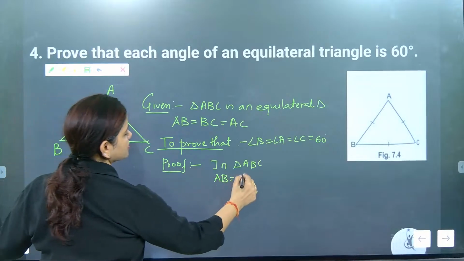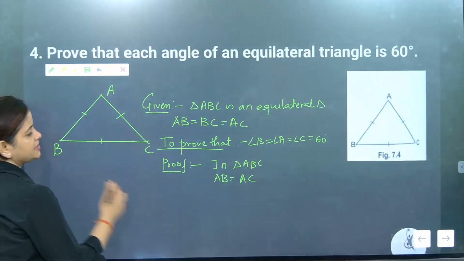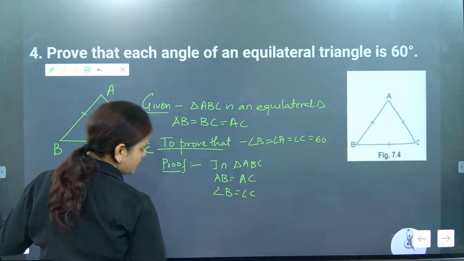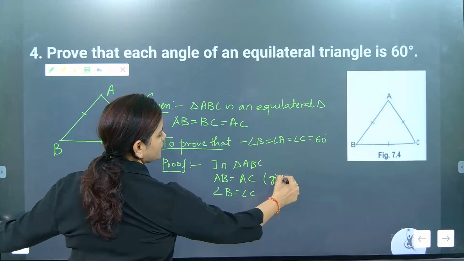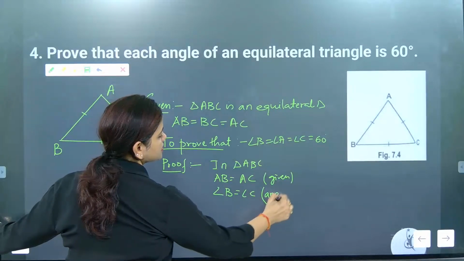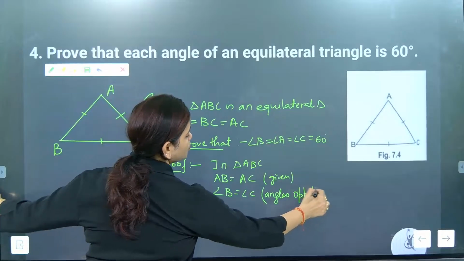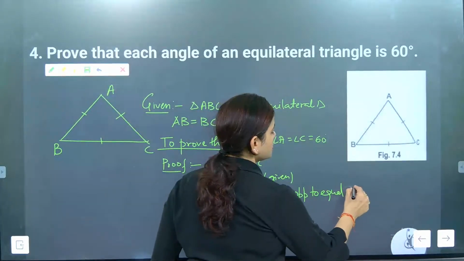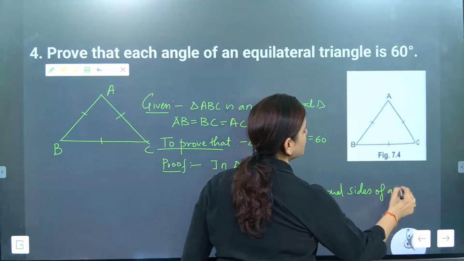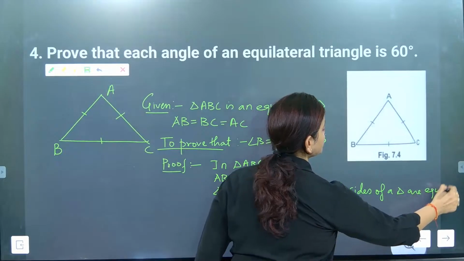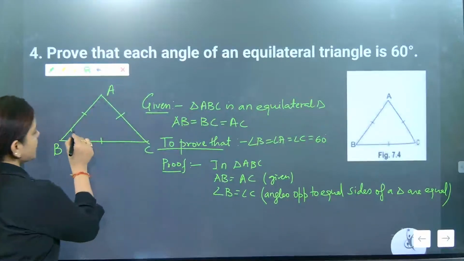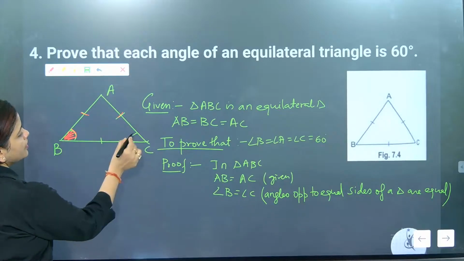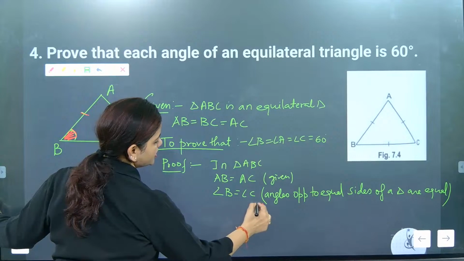AB is equal to, what is given? AB is equal to AC. Correct? AB is equal to AC. That means angle B is equal to angle C. This is given. Then what can we say? Angles opposite to equal sides of a triangle are equal. Done na beta? So that means this angle will be equal to this angle. Why? Because this side is equal to this side. So this angle will be equal to this angle. Take it as equation 1.